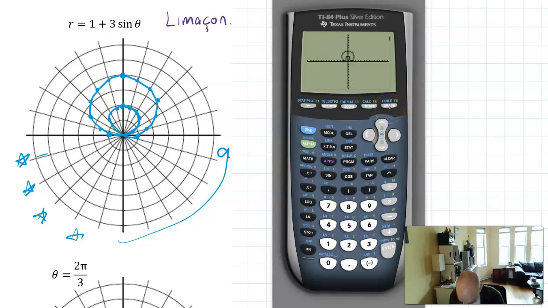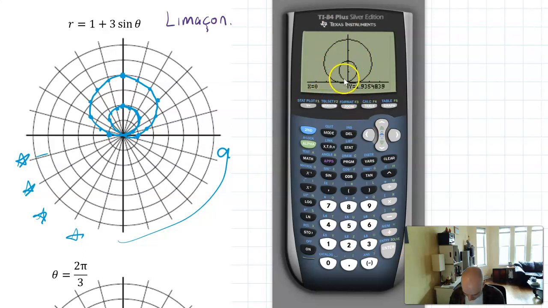So, I got to zoom in, so we'll go zoom 2, zoom in, click our center. So now I can see the inner loop. Now I need to maybe zoom out and zoom in with the center actually on that loop. I think we can get the whole thing. There it is. So this is what the limacone actually looks like.